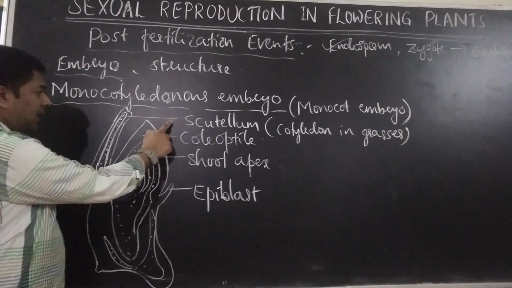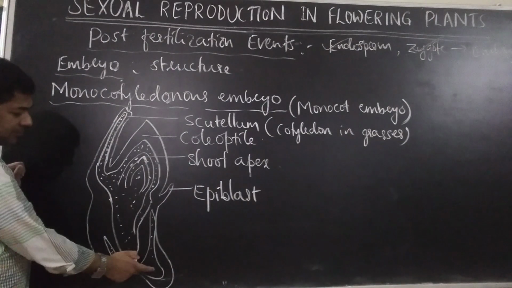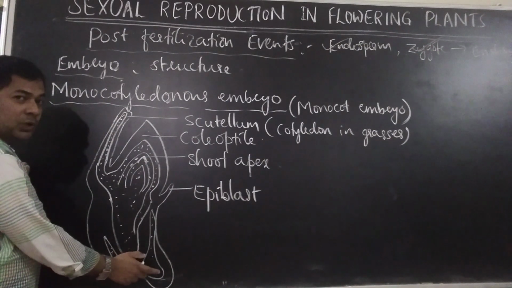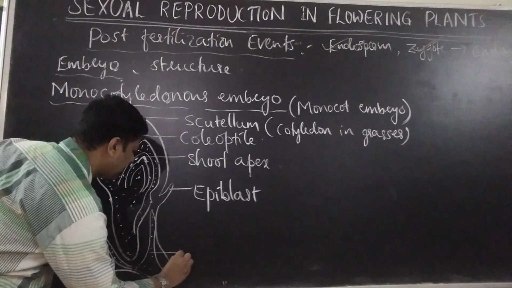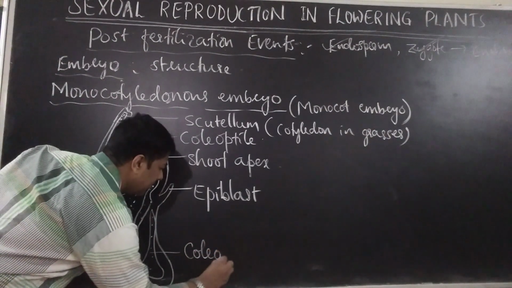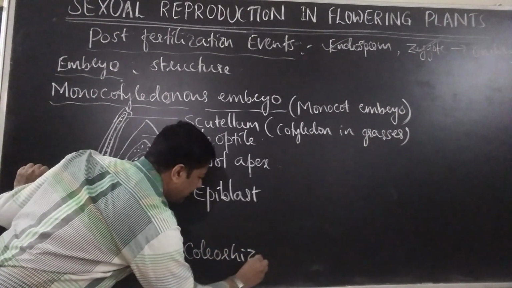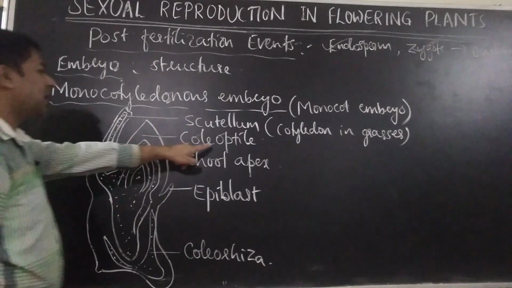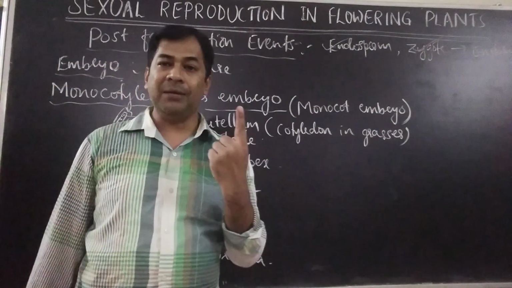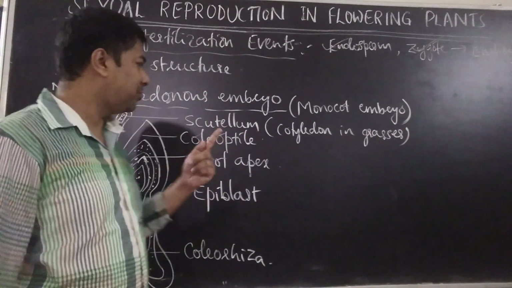Okay, then exactly opposite to coleoptile here, there should be coleorhiza. The name itself says coleoptile means it becomes the tip of the stem.